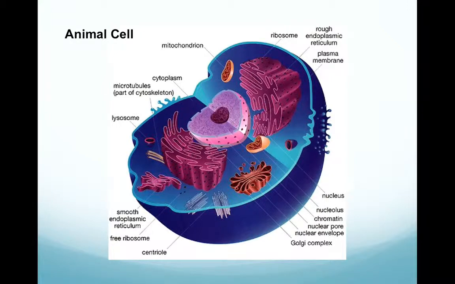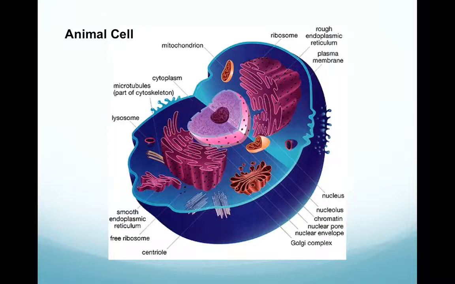Ribosomes can float free in the cytoplasm, the fluid in the cell, or they can be attached to the rough endoplasmic reticulum. The rough ER is a network of membranes that starts at the nuclear envelope and extends outward and is used for protein synthesis. Smooth ER, or smooth endoplasmic reticulum, doesn't have any ribosomes attached to it and is usually involved in lipid synthesis.